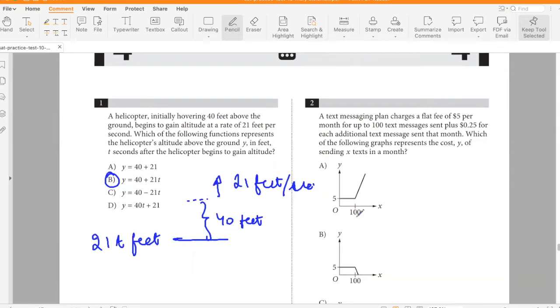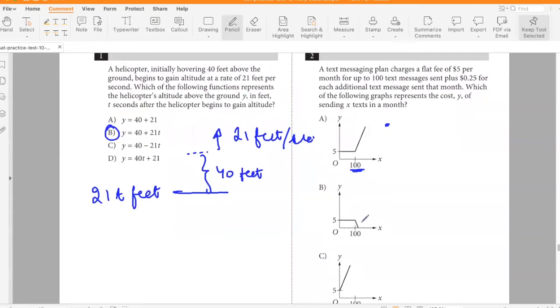So up to 100 text messages, there is a constant flat fee of $5. So that is what we see here, that up to 100, it's constant. And then it rises at $0.25 for each additional text message. So A looks like a good answer.